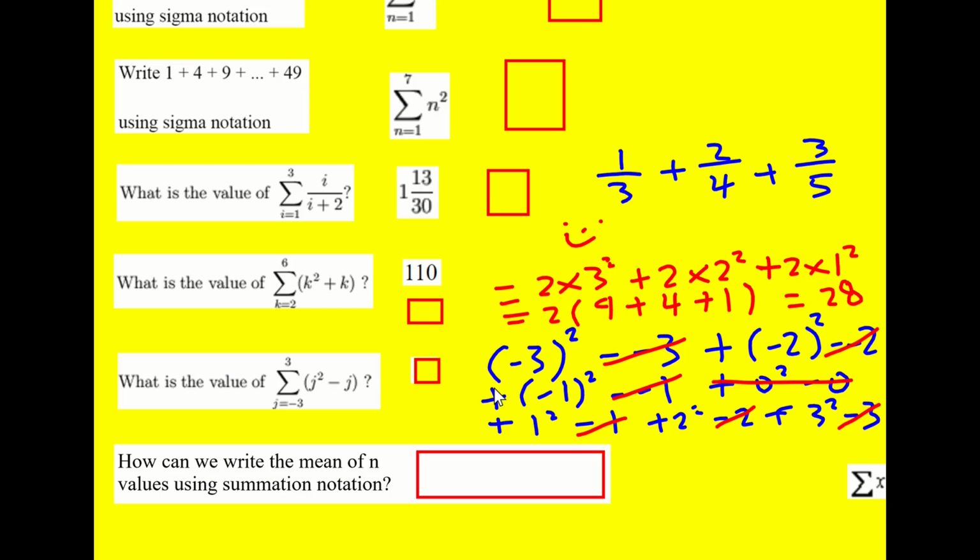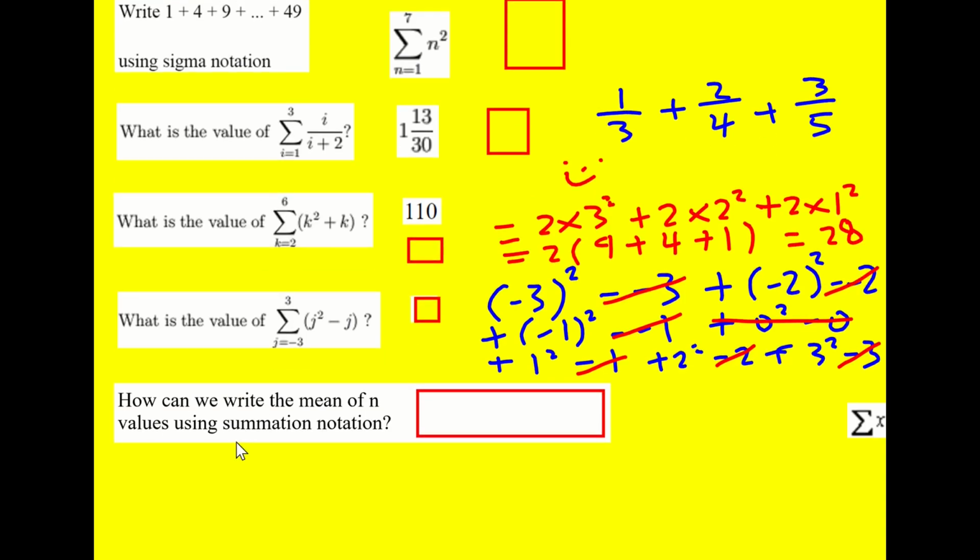Finally, here's where we're headed with this topic, but you'll see this again in second year at A-level. So I've decided to introduce it in detail in this lesson. How can we write down the mean of n values using summation notation?